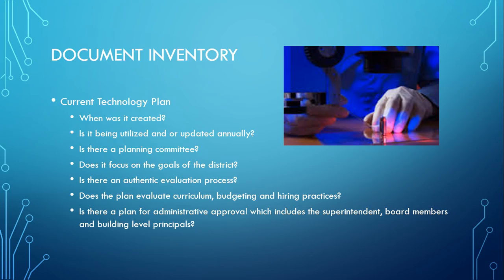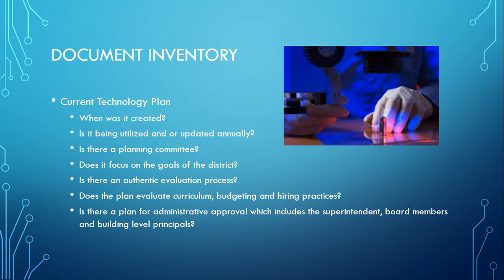begin the audit. So we assessed, first of all, our technology plan to see if we had one, when it was created, was it being utilized, was it being updated annually, was there a planning committee that developed this, does it focus on the goals of our district, and I want to stop and make a point right here. Everything that we move forth in this audit and plan, in assessing, evaluating, anything that we do should focus on our district's goals, and that includes our mission and our vision.